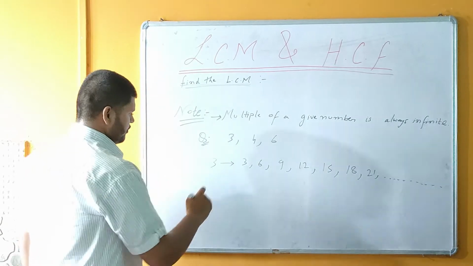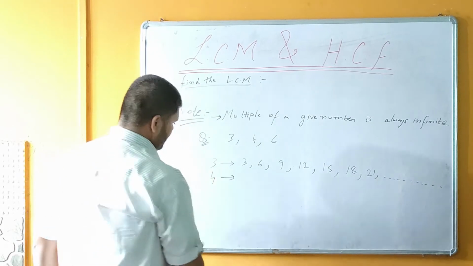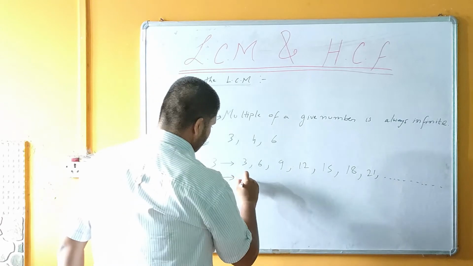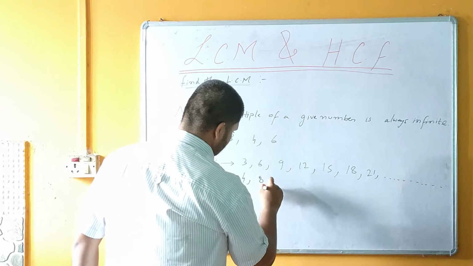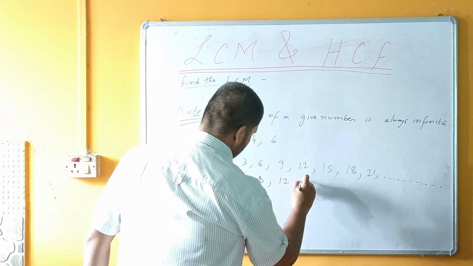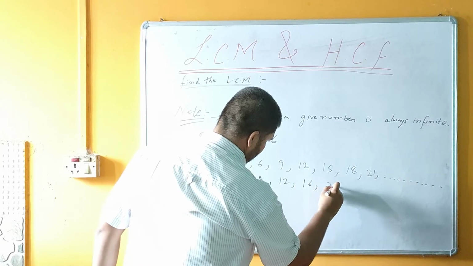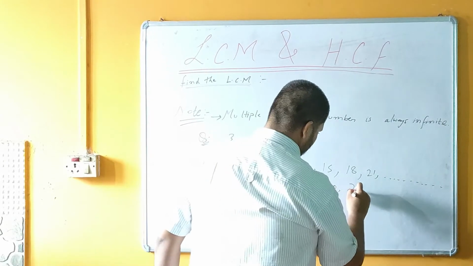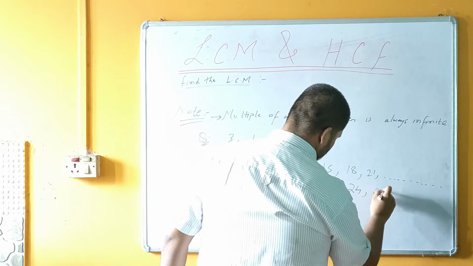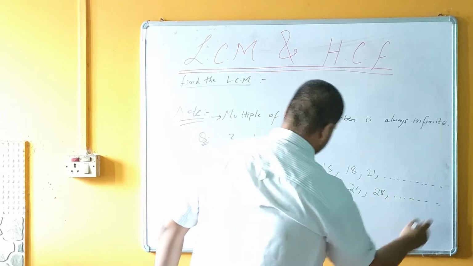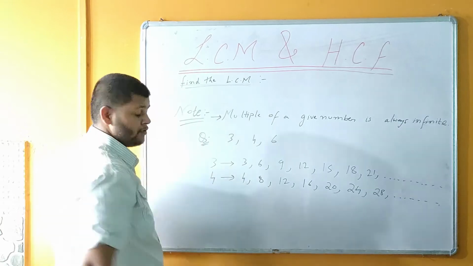Now talking about 4. Similarly, I will write the table for 4. That is 4 1s are 4, 4 2s are 8, 4 3s are 12, 4 4s are 16, 4 5s are 20, 4 6s are 24, 4 7s are 28. In this way it will continue up to infinity. Now we will see for 6.